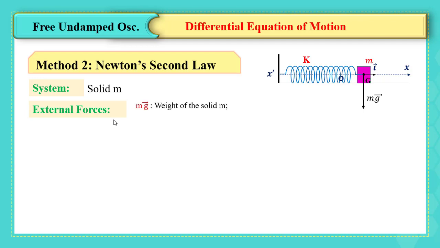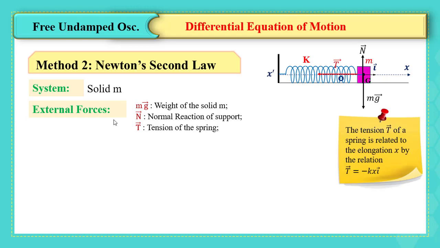Its weight, the normal reaction of the support, and the tension of the spring. The tension of the spring, T vector, always has the expression T vector equals minus k x i vector, and its algebraic value is T equals minus k x. Since it is a restoring force, it is opposite to the displacement of the spring.